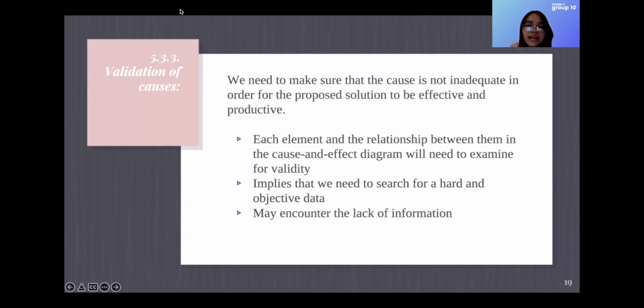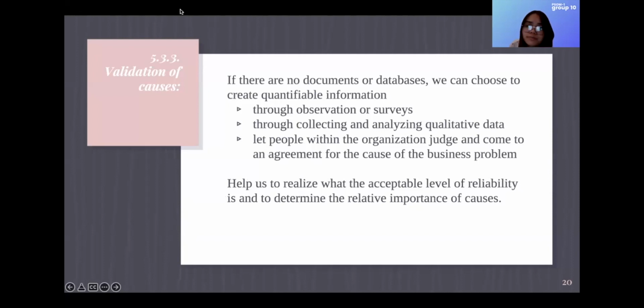This usually implies that we need to search for hard and objective data. A typical problem we usually encounter is the lack of information, since despite the amount of data in many organizations, the data we need may not be readily available. If there is no document or database, we can choose to create quantifiable information through observation or survey.